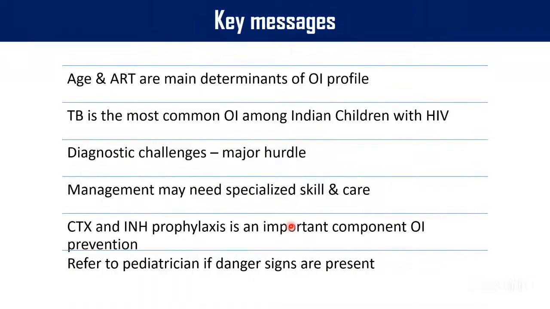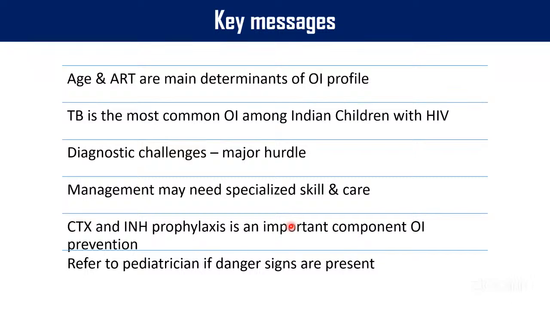So the key messages are ART and age are the main determinants of the OI profile, or OI spectrum, that we are going to see in our clinical practice. Whatever said and done, tuberculosis probably will still be the most common opportunistic infection among Indian CLHIV. There are diagnostic challenges, and these are the major hurdle for effective management of opportunistic infection in CLHIV. These challenges are bigger than what we see in adults. So the management needs specialized skill and care.